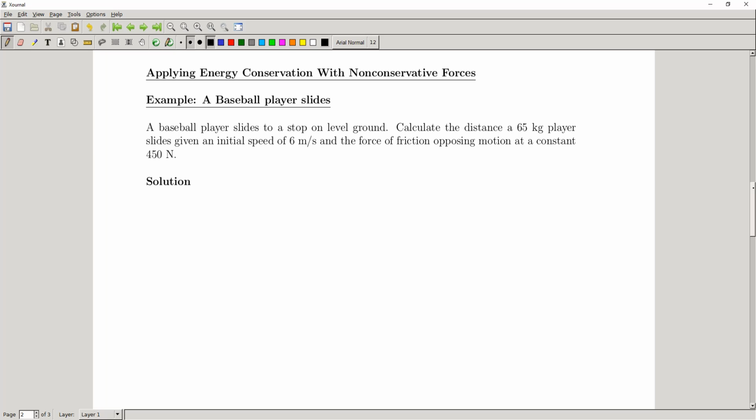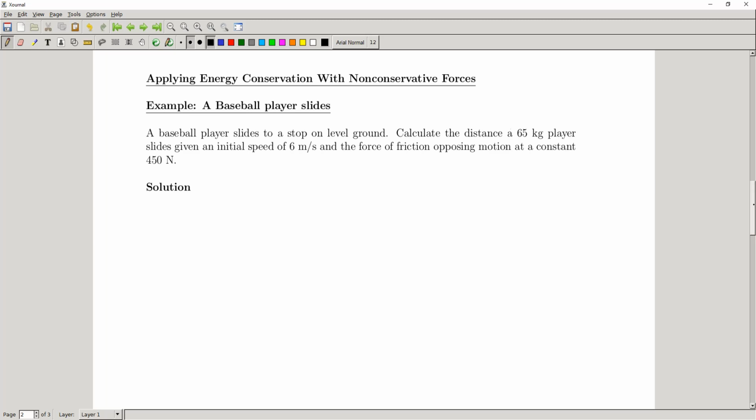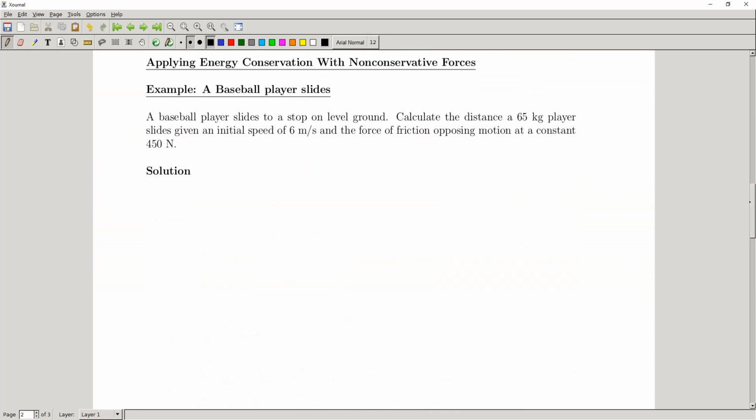Okay, so let's start off by just rewriting our new equation here. What do we have? Well, we know that the initial kinetic energy, plus the initial potential energy, plus whatever non-conservative work we do, has to be equal to the final kinetic energy plus our final potential energy. And what do we have? So this baseball player slides to a stop on level ground, so we want to calculate the distance a 65 kilogram player slides given an initial speed of 6 meters per second and a force of friction opposing their motion at a constant 450 newtons, right?